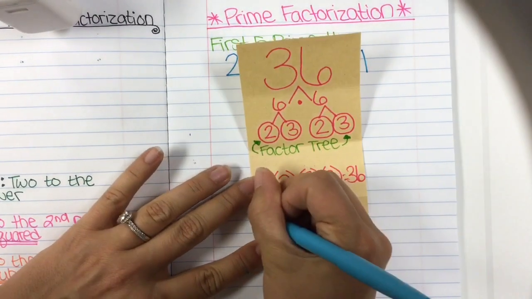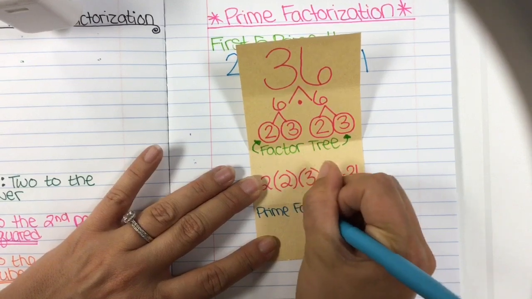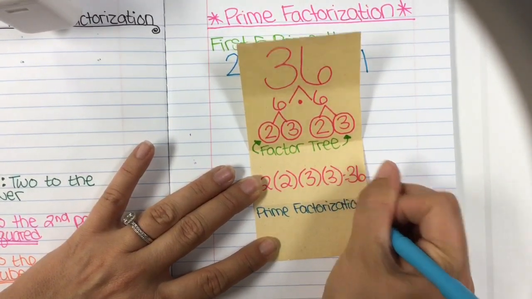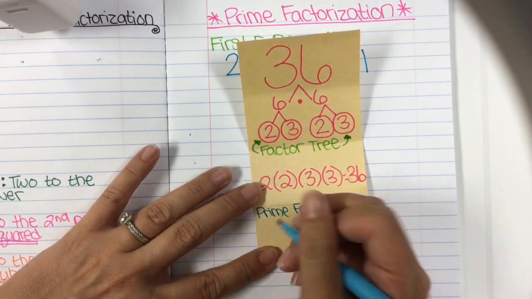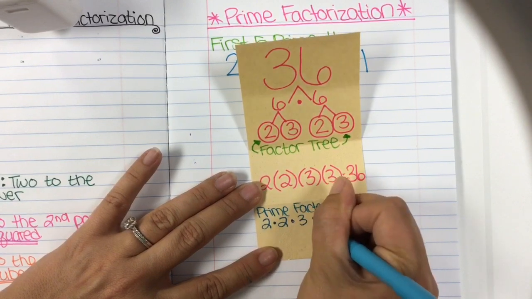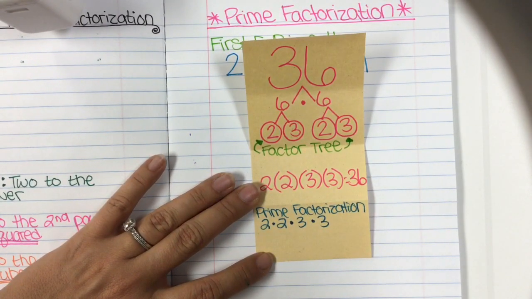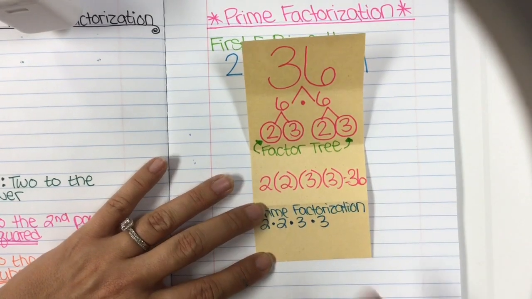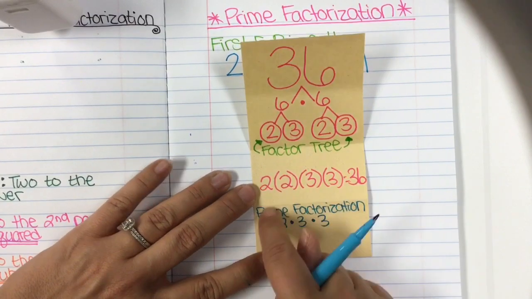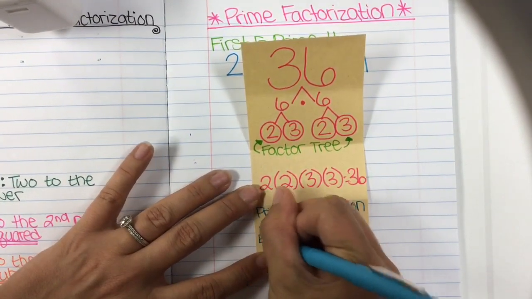So I'm going to say my prime factorization, big fancy word, is 2 times 2 times 3 times 3. So when you're asked for a prime factorization, that's how you would write it. You don't really need to put the equals 36. I'm just showing you that it should. Notice I used parentheses up here for multiplication, and I'm using dots down here, and that's fine. Now we're going to show that in exponent form.